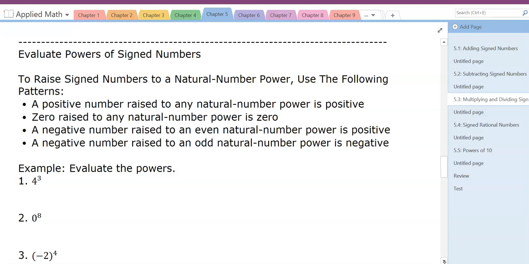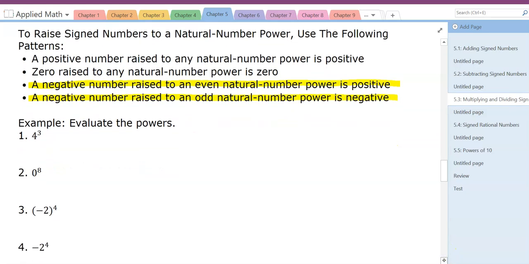Now, negatives change a little bit. If you have a negative number raised to an even exponent, like squared, to the 4th, to the 6th, to the 8th, your final answer is going to be positive because you've got an even amount of those negative numbers. Now, if you're taking a negative number and raising it to an odd power, like the 3rd power or the 5th power, that changes it so you have an odd amount of negatives, so your final answer is negative. So it still falls into those rules that I talked about earlier.